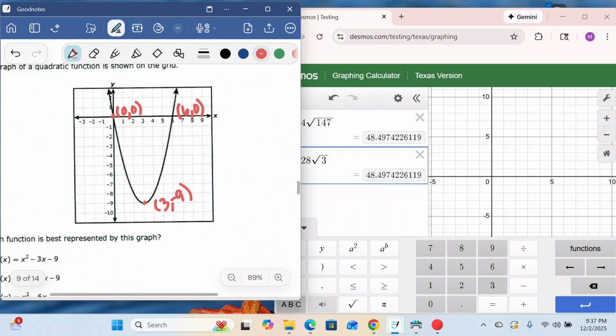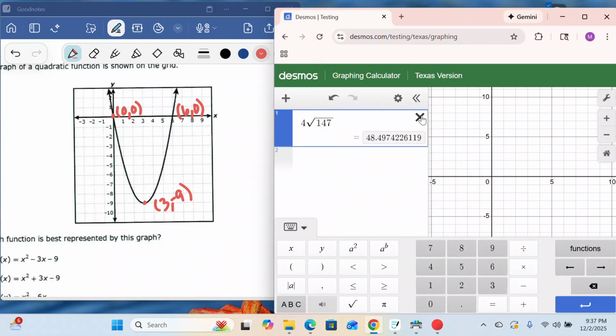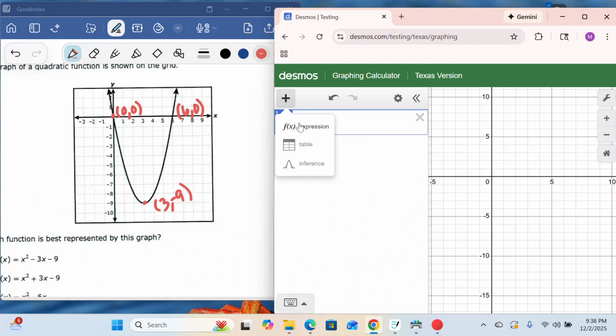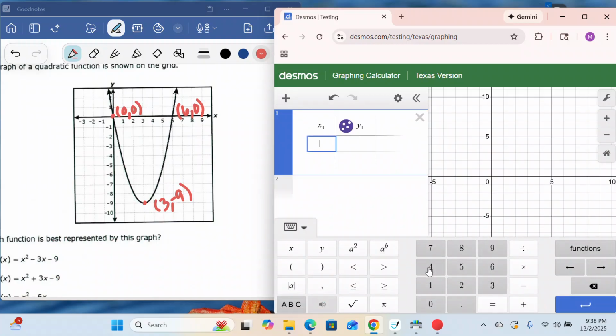So I'm going to go ahead and input those points, put them into a quadratic, and let Desmos do the work for us. So I'm going to go ahead and input 0, 0. I'm going to input 6, 0.